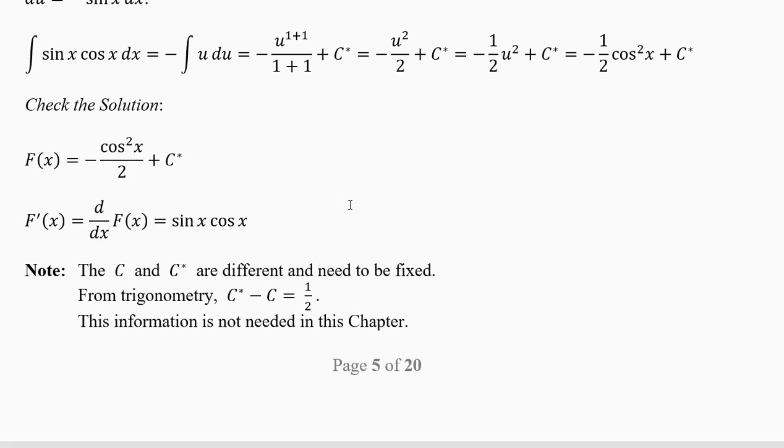Because if you are differentiating, it doesn't really matter what the value of c is, but if you are fixing the value of c, then you have to be careful. In the first case, you will get one answer, and in another case, you will get another value of c, but they will be related to each other. C star minus c will be equal to half. If the c is 10, the c star will become 10 plus half, which is 21 by 2. But in this chapter, you don't have to worry about the value of c. In fact, in most chapters, you don't have to worry. Only in one chapter, we'll be thinking about the value of c.